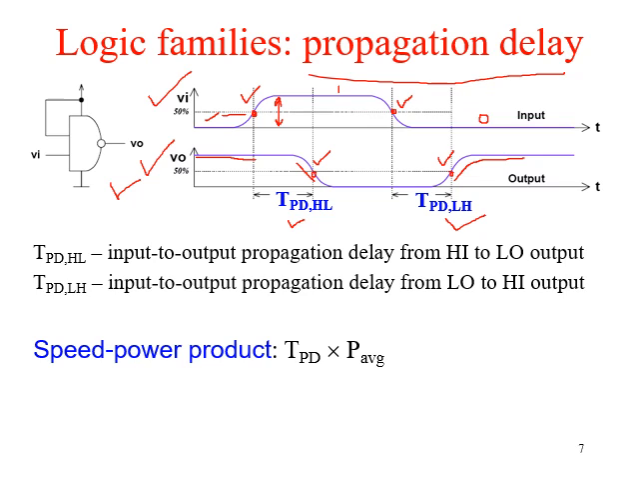Now, we obtain two propagation delay times and take the average of these. When we take the average, we get the final value of the propagation delay TPD. How do we take the average? We just add them and divide by 2. This is the propagation delay. And if we multiply this with the average power for the circuit, we get the speed power product or SPP. This topic is also very frequently asked in the GATE exam.